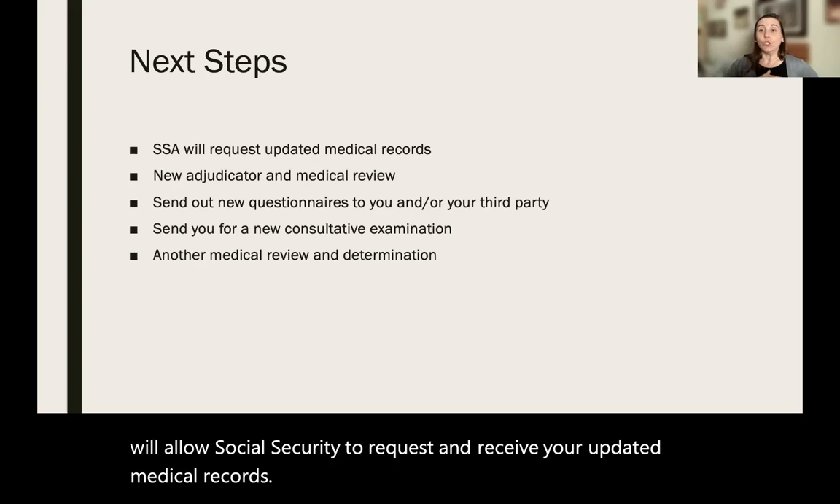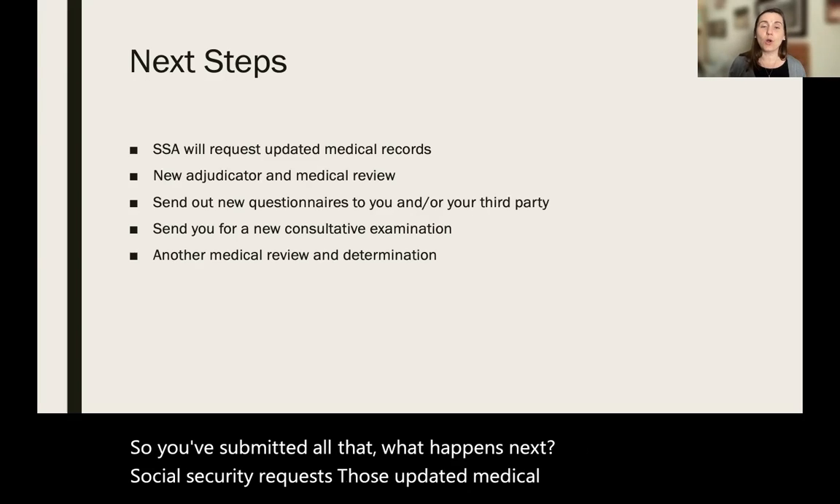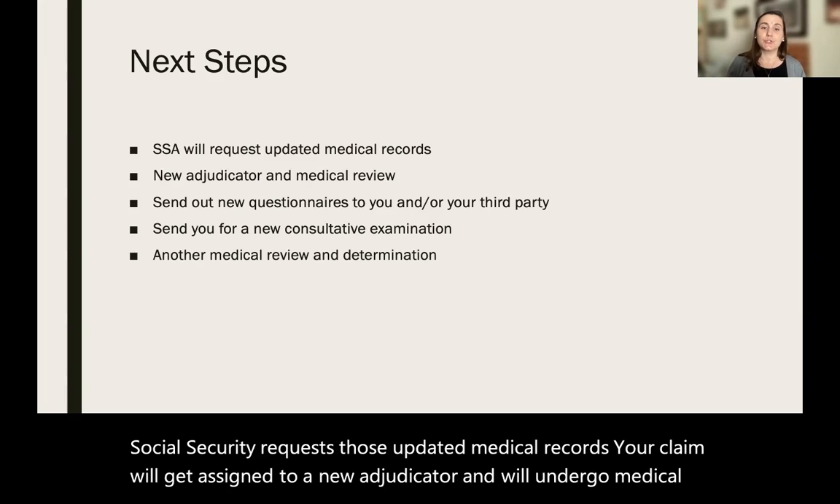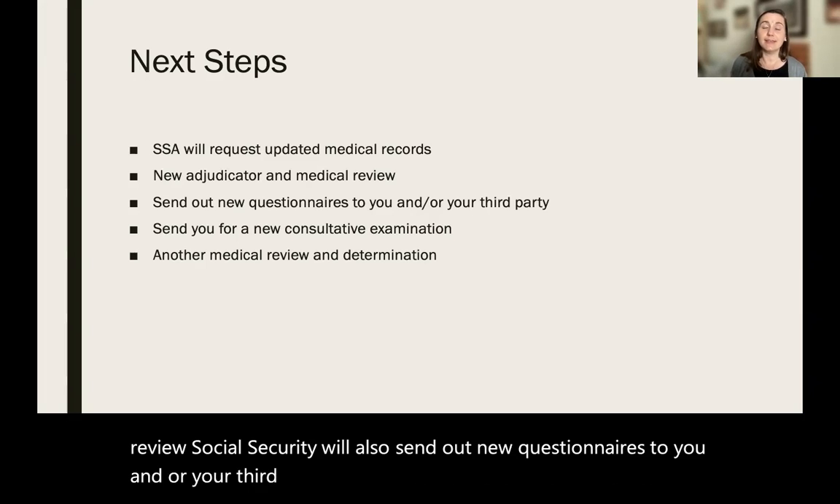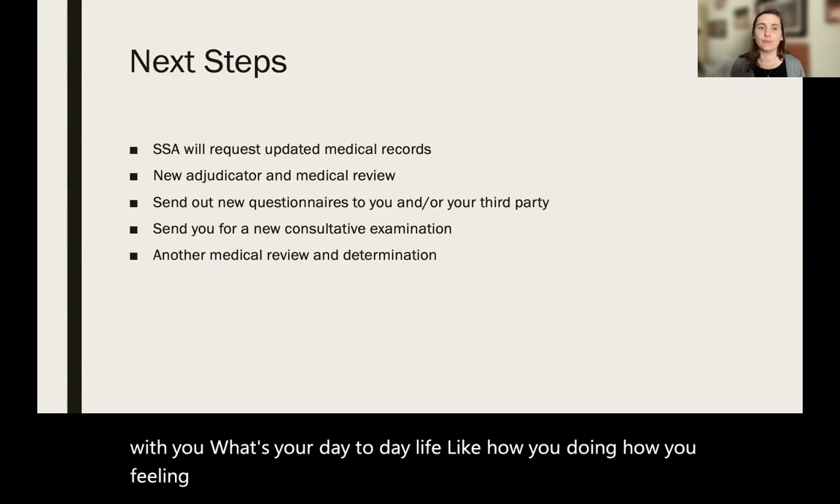Okay, so you've submitted all that. What happens next? Social Security requests those updated medical records. Your claim will get assigned to a new adjudicator and will undergo medical review. Social Security will also send out new questionnaires to you and/or your third party. This is, again, so they know what's going on with you. What's your day-to-day life like? How are you doing? How are you feeling? What can you do? What can't you do?